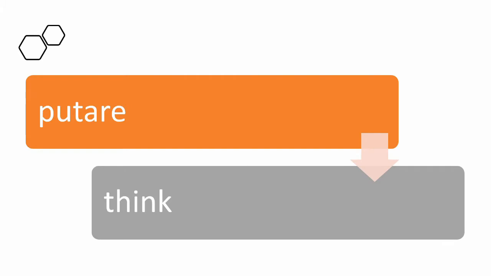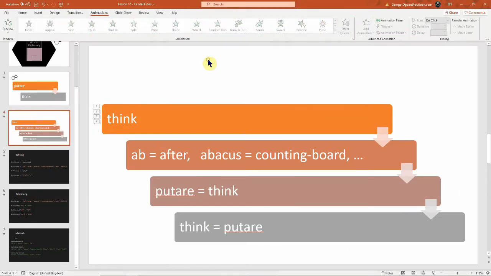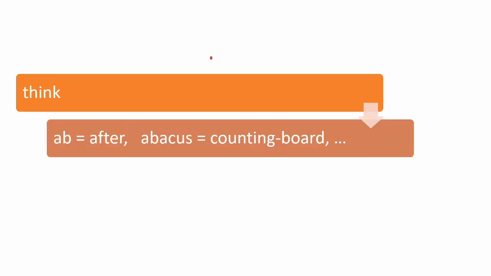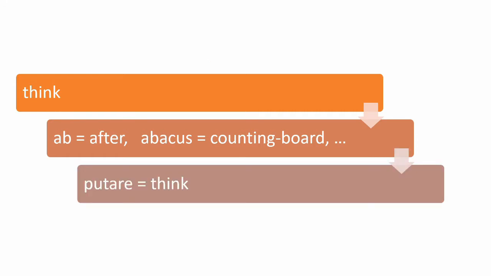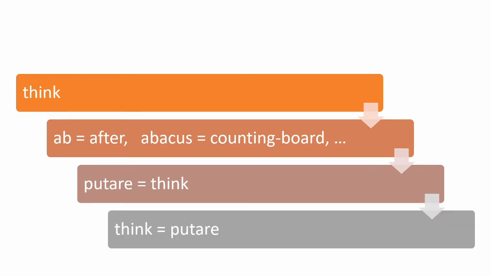So when you look something up in the dictionary, first you look up the word that you want to know. So you say putare, that's a word in Latin for thing. And then you find it in the dictionary and you get the word thing. But let's say you want to look up the word think, but you're only getting Latin to English. So we start with our word think, which is what we're trying to look up. Then we look up ab, which is the first word, and abacus, which is the second word. And then we keep going until we get to putare, which means the thing. And then we know that the thing is equal to putare.